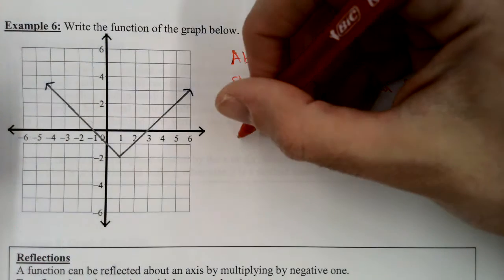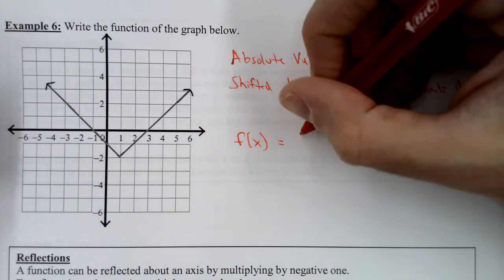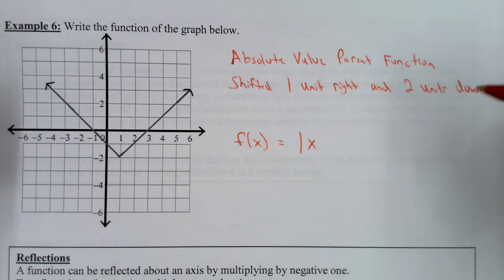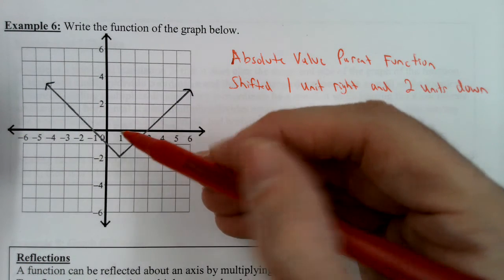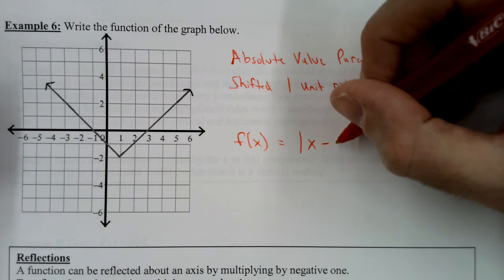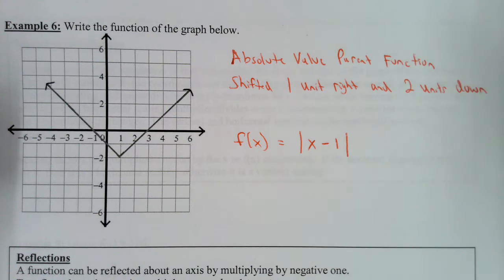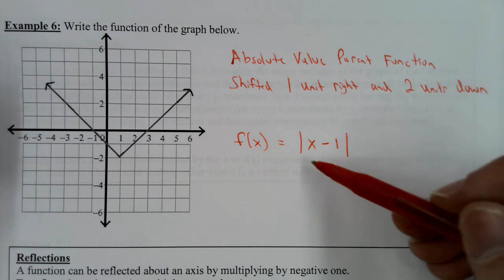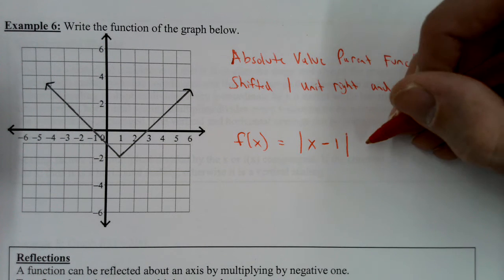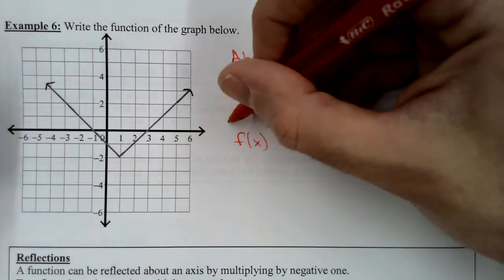So here's how I'm going to write that. I'm going to say f of x equals. It's going 1 unit to the right, so you may think that means plus, but it actually means minus 1, like that. Okay, inside usually tells you left or right, and out here I'm going to put minus 2 to indicate that I'm going down 2.